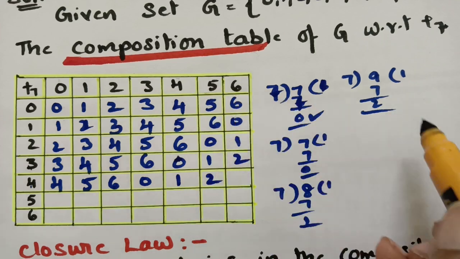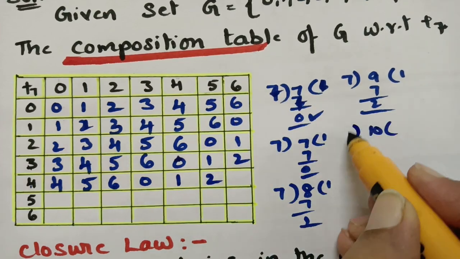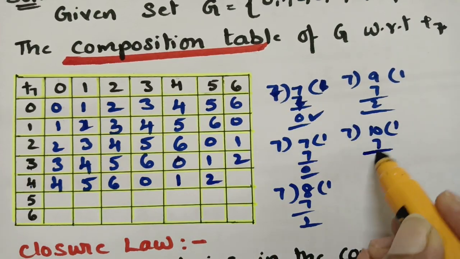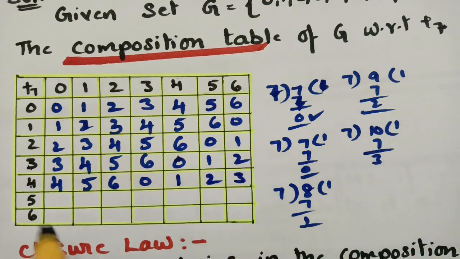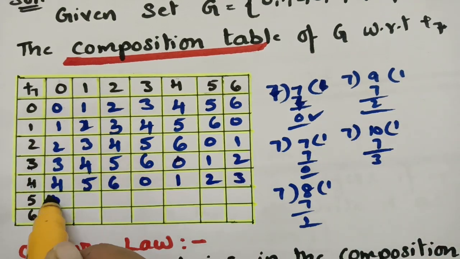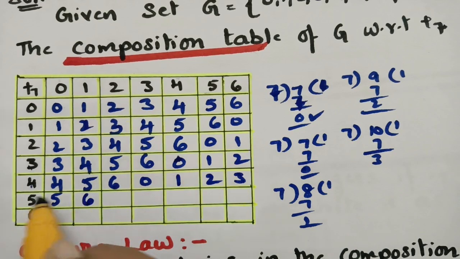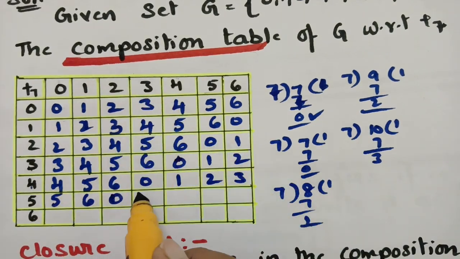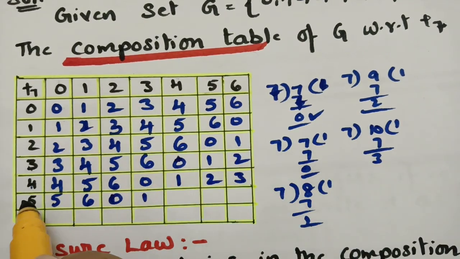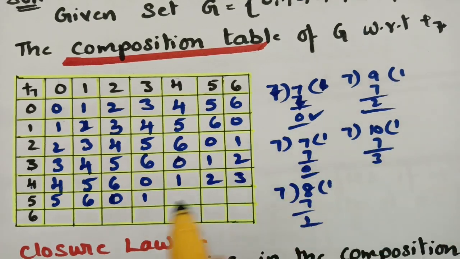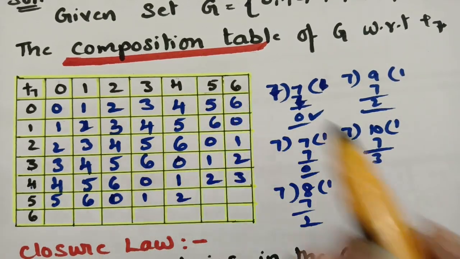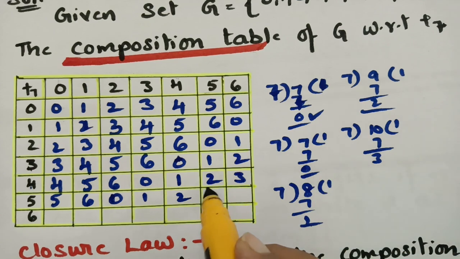And next one is 4 plus 6, which is equal to 10. When divided by 7, the remainder here is 3. So put 3 here. This is 5 plus 0, value is 5. 5 plus 1, 6. This is 5 plus 2, 7. The remainder is 0. And next one, 5 plus 3, 8. The remainder value is 1. And 9. For 9, the remainder value here is 2. And 10. See here, for 10, the remainder value is 3.